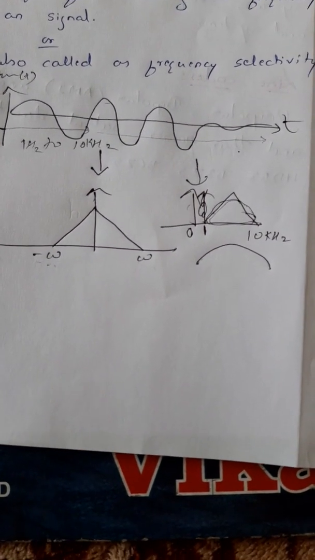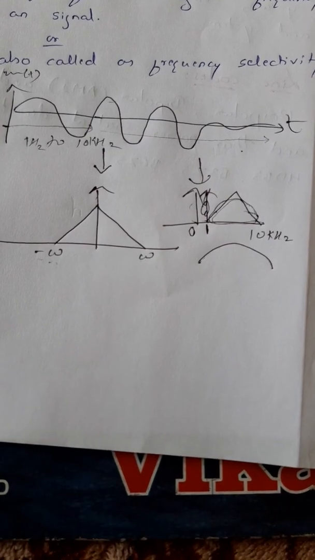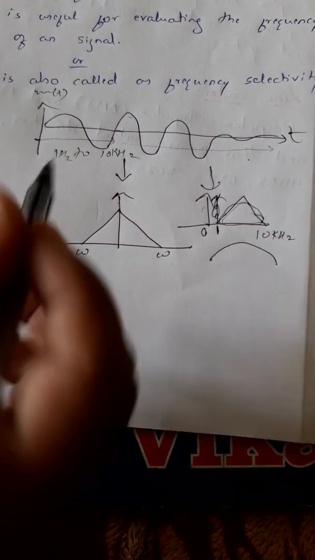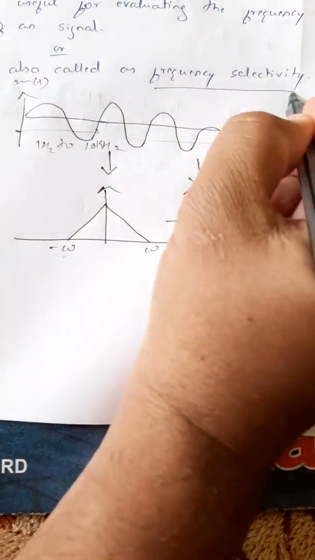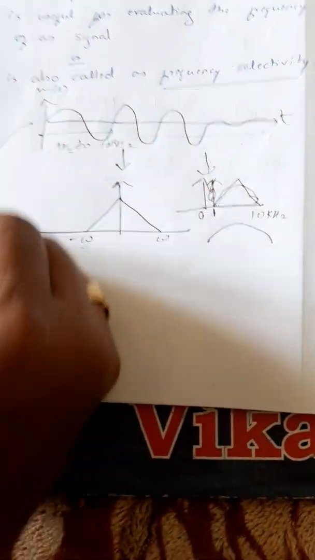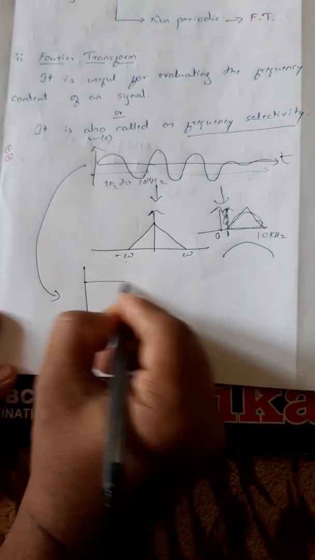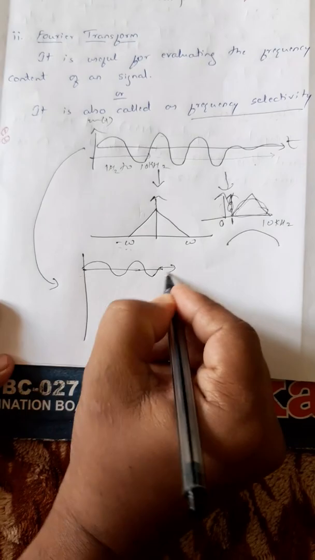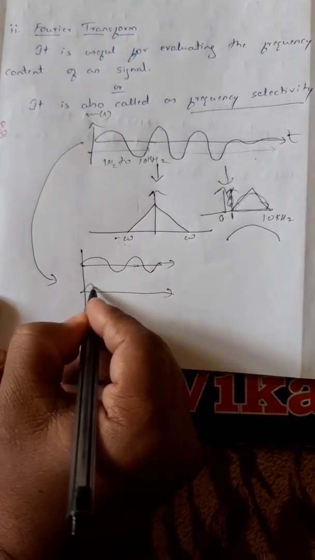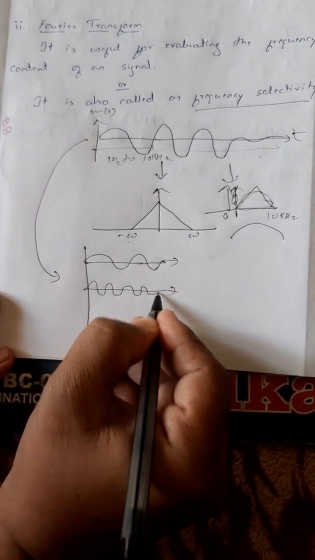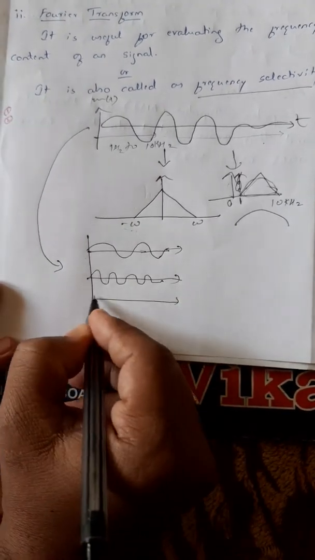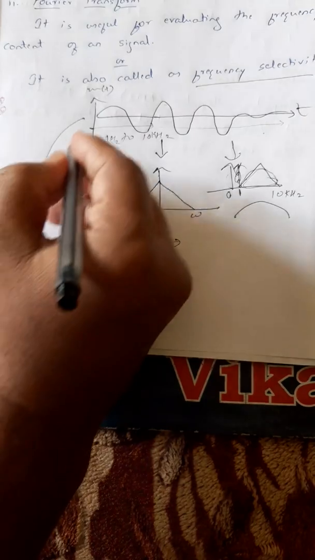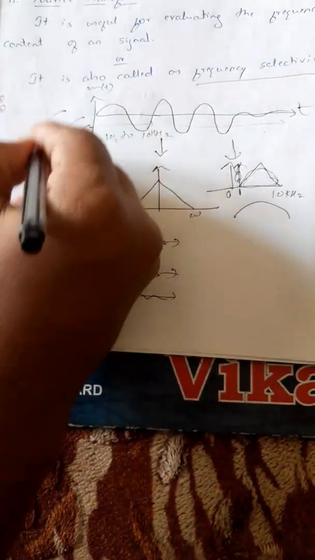So the question arises: it is going to show me the frequency content of the signal. And what I'm telling you again is that it is frequency selectivity. That means from this signal I can extract, this is just to show you what exactly it is, different signals of different frequencies present in this. So all these signals are present.